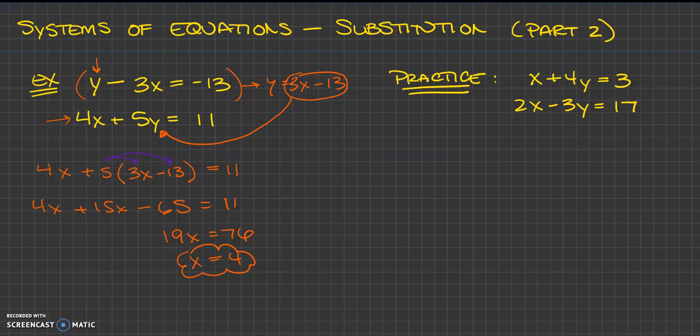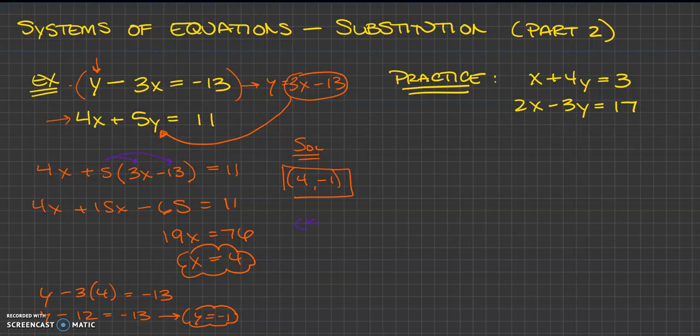So I have my x value. Let's plug this in. Why don't we use our top equation, y minus 3, plug in the 4 for x, or I'm substituting there, equals negative 13. So this is going to be y minus 12 equals negative 13. I'm going to add 13 to both sides and get y is equal to negative 1. So my solution is going to be 4, negative 1. These two lines in this system, they will intersect at the point located at 4 in the x and negative 1 in the y.